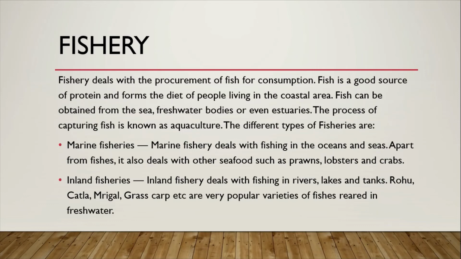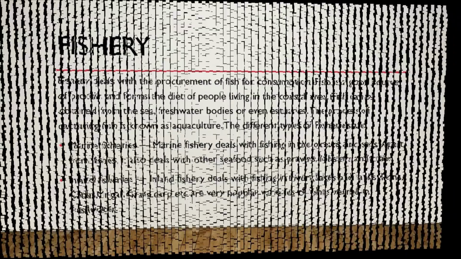Marine fishery deals with the fishing in the oceans and seas. Apart from fishes, it also deals with other seafood such as prawns, lobsters and crabs. Inland fishery deals with fishing in rivers, lakes and tanks. Rohu, katla, mrigal, carp, etc. are very popular varieties of fish reared in freshwater.